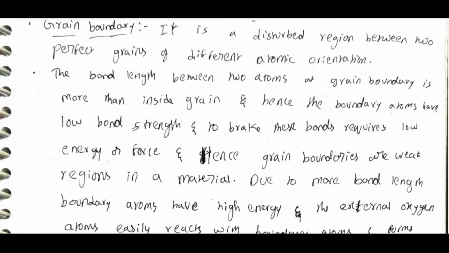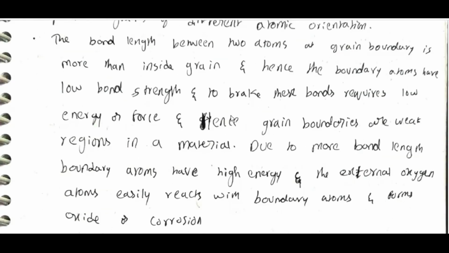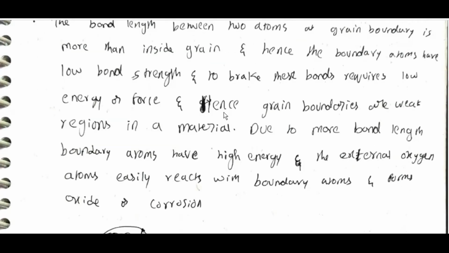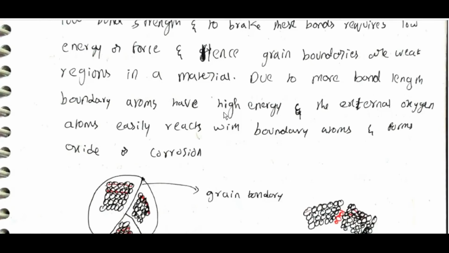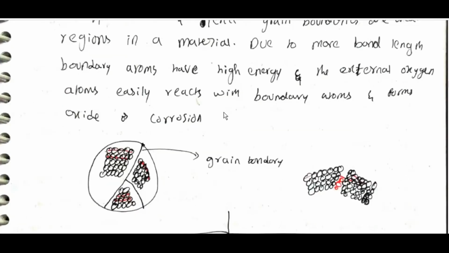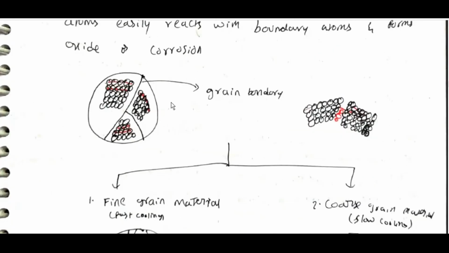The bond length between two atoms at the grain boundary is more than inside the grain, and hence boundary atoms have low bond strength, and to break these bonds requires low energy or force, and hence grain boundaries are weak regions in a material. Due to more bond length, boundary atoms have high energy, and external oxygen atoms easily react with boundary atoms, forming oxide or corrosion. Grain boundary, here it may form like this.